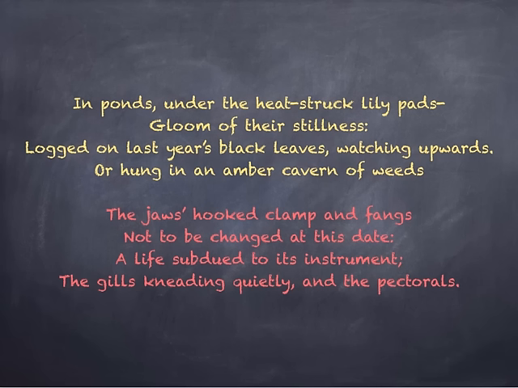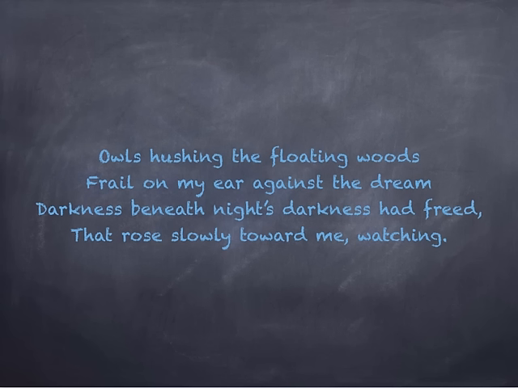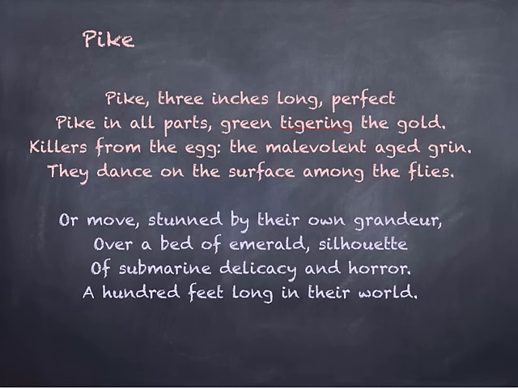Pike is made up of 11 quatrains and the rhyming scheme is irregular. This shows that there is something negative about this fish, as 11 is an odd number. This feeling is confirmed when we learn that they are killers from the egg. The poem is divided into three parts, which are three changing perspectives. The first part, from stanza 1 to stanza 2, describes the nature of the fish in an almost significant manner. This is seen in stanza 1, line 1, and in stanza 2, line 1 to 4.